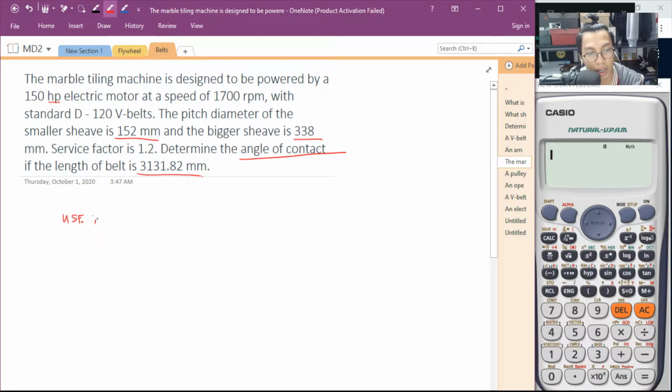Yung lagi natin ginagamit. Wala pong sinabi sa problem if that is cross belt or open belt. So, ang gagamitin nating formula dyan is the length of the belt is equal to pi multiplied to D2 plus D1 over 2, plus 2C plus yung taas is D2 minus D1. Open belt to, wala sinabi ditong closed or crossed belt. Open belt or cross belt, pag hindi sinabi, consider mo yung problem, this is an open belt type of problem.